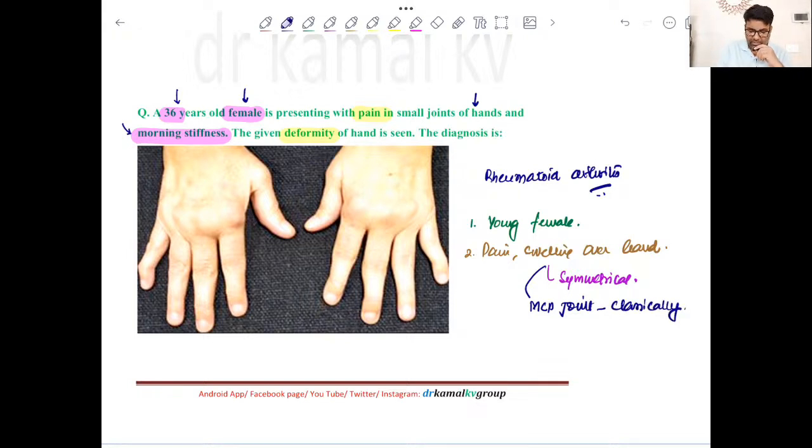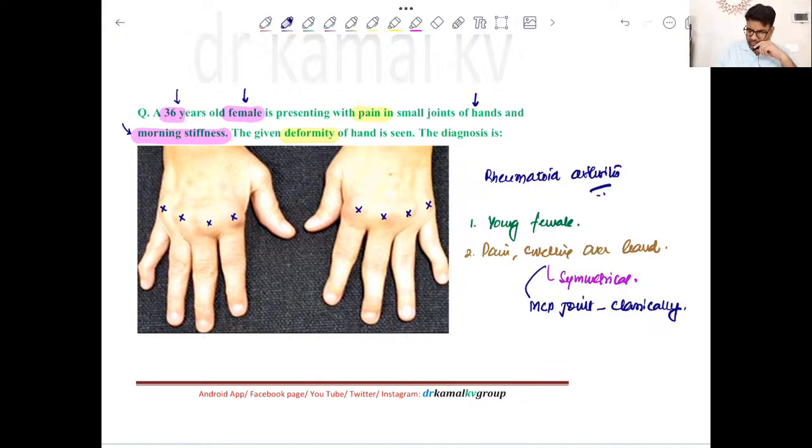Clear? And if you look at the image, this is the area of the MCP joint, and you can see there is bony swelling also. You can see the bony swelling here, right? So this is the classical MCP joint involvement in rheumatoid arthritis. Okay, this is one thing.